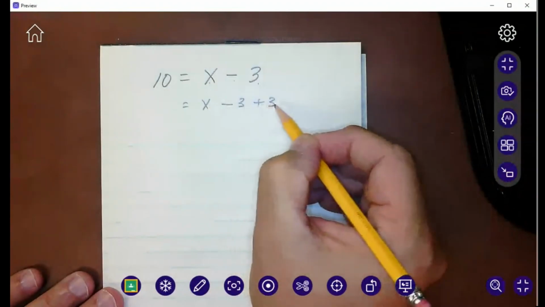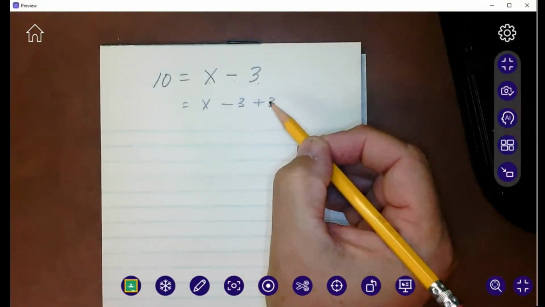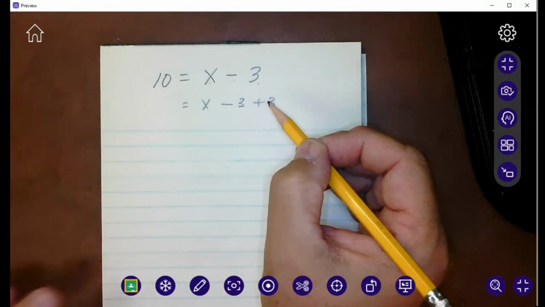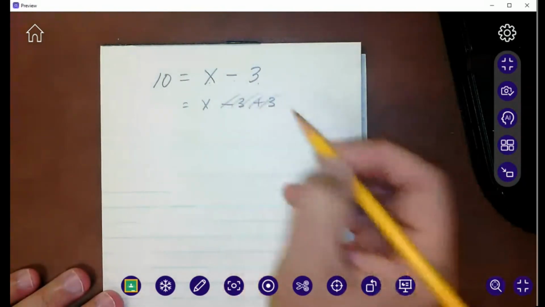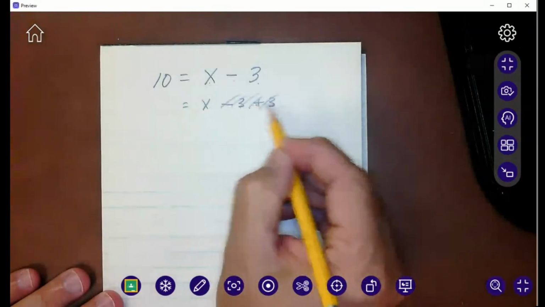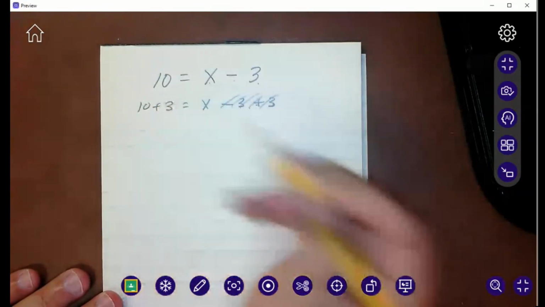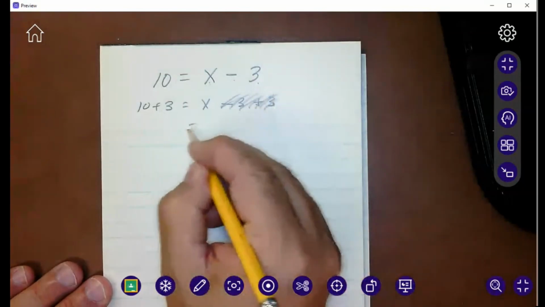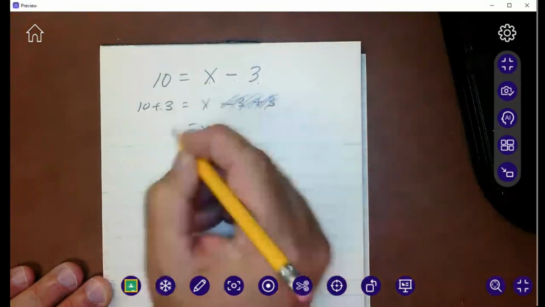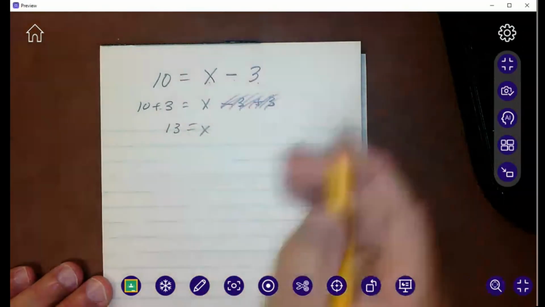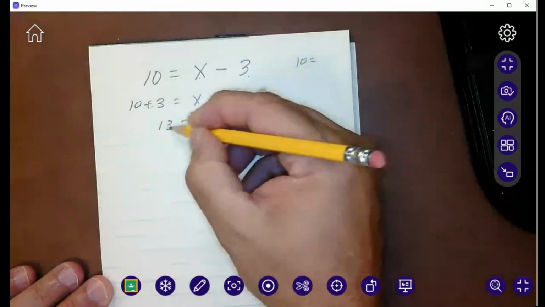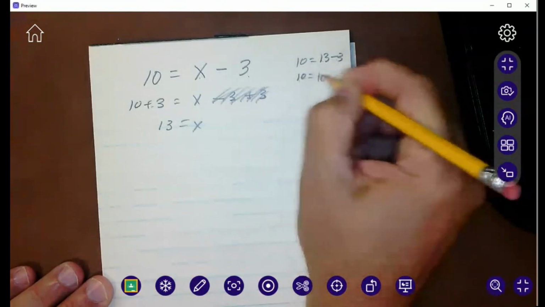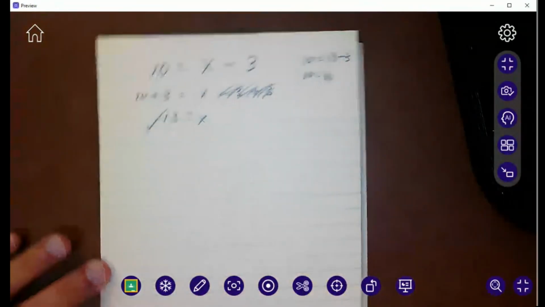Because negative 3 plus 3, there's our adding and subtracting integers again. Everything we've learned in the past, we still need to use it in the future. And so this adds up to 0. If we add the 3 on the right, we have to add the 3 on the left. These 3's add out. We're left with x. On this side, 10 plus 3 is 13. We can check our answer because 10 equals, if we put 13 in for x, 13 minus 3 is 10. Both sides are equal. That's a correct answer.